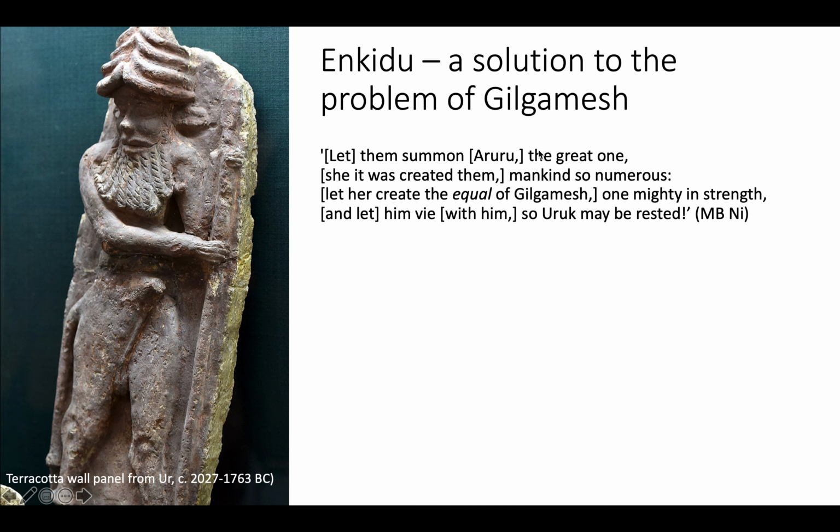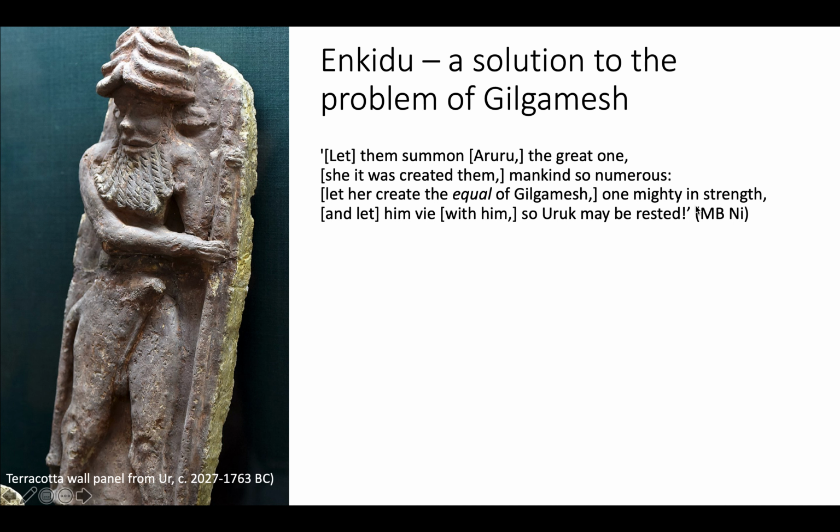So she created mankind. They're asking Aruru to create another human who will be the equal of Gilgamesh, one mighty in strength, and let him vie with him so Uruk may be rested. This is quite curious. Why would we need an equal to Gilgamesh? We just talked all about how he's exceptional. He's taller and more handsome than everyone. Why do we need an equal? We need someone to vie with Gilgamesh. Vie meaning be a rival to, someone who can be equal to Gilgamesh. We need literally the equal of Gilgamesh, one mighty in strength, so Uruk may be rested.